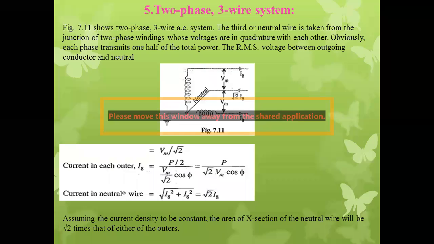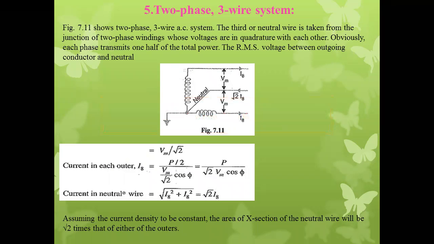The RMS voltage between the outgoing conductor and neutral is Vm by root 2. This is the RMS value of the voltage. Next, the current flowing through each outer, or phase wire, is I8. Since it is the eighth case, that's why it is I8.